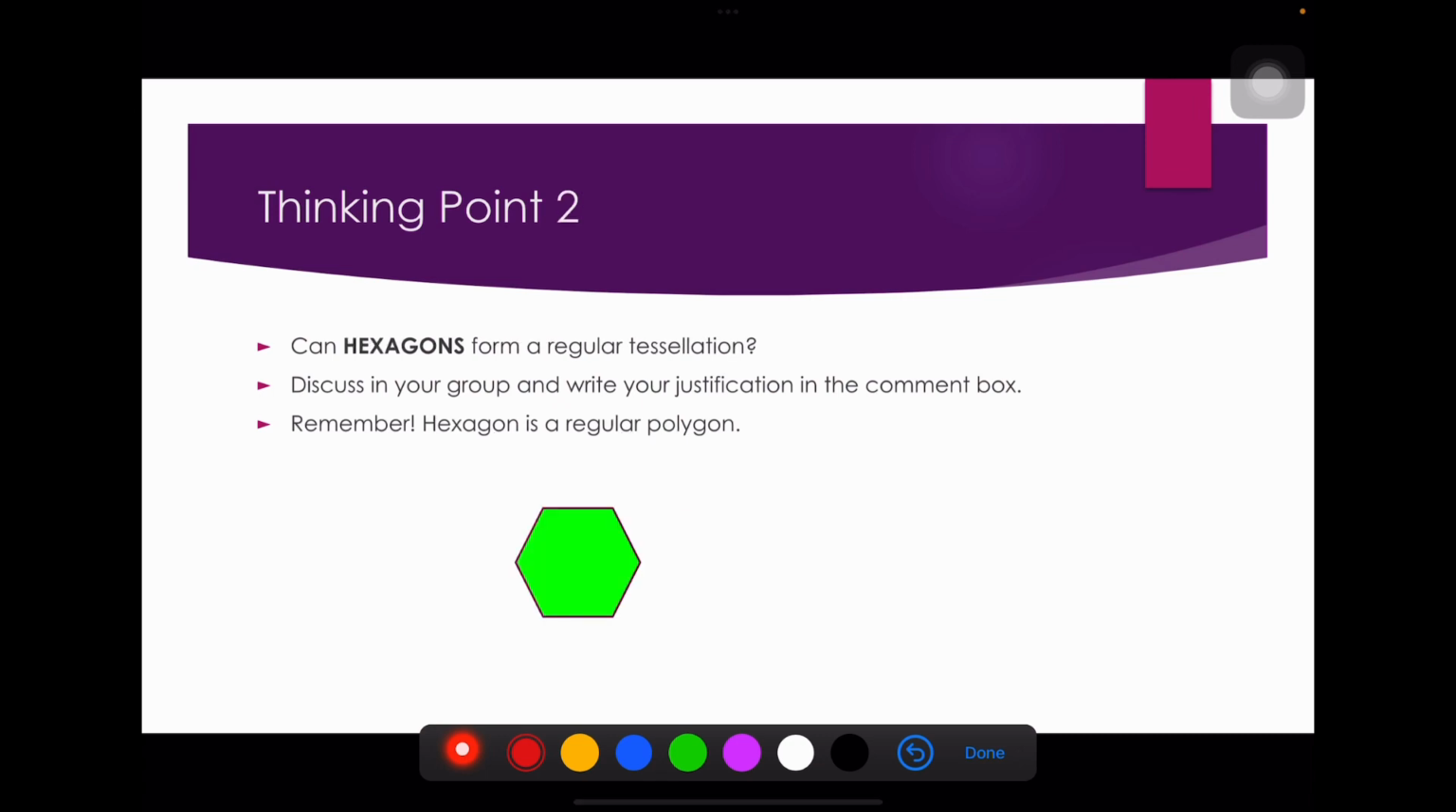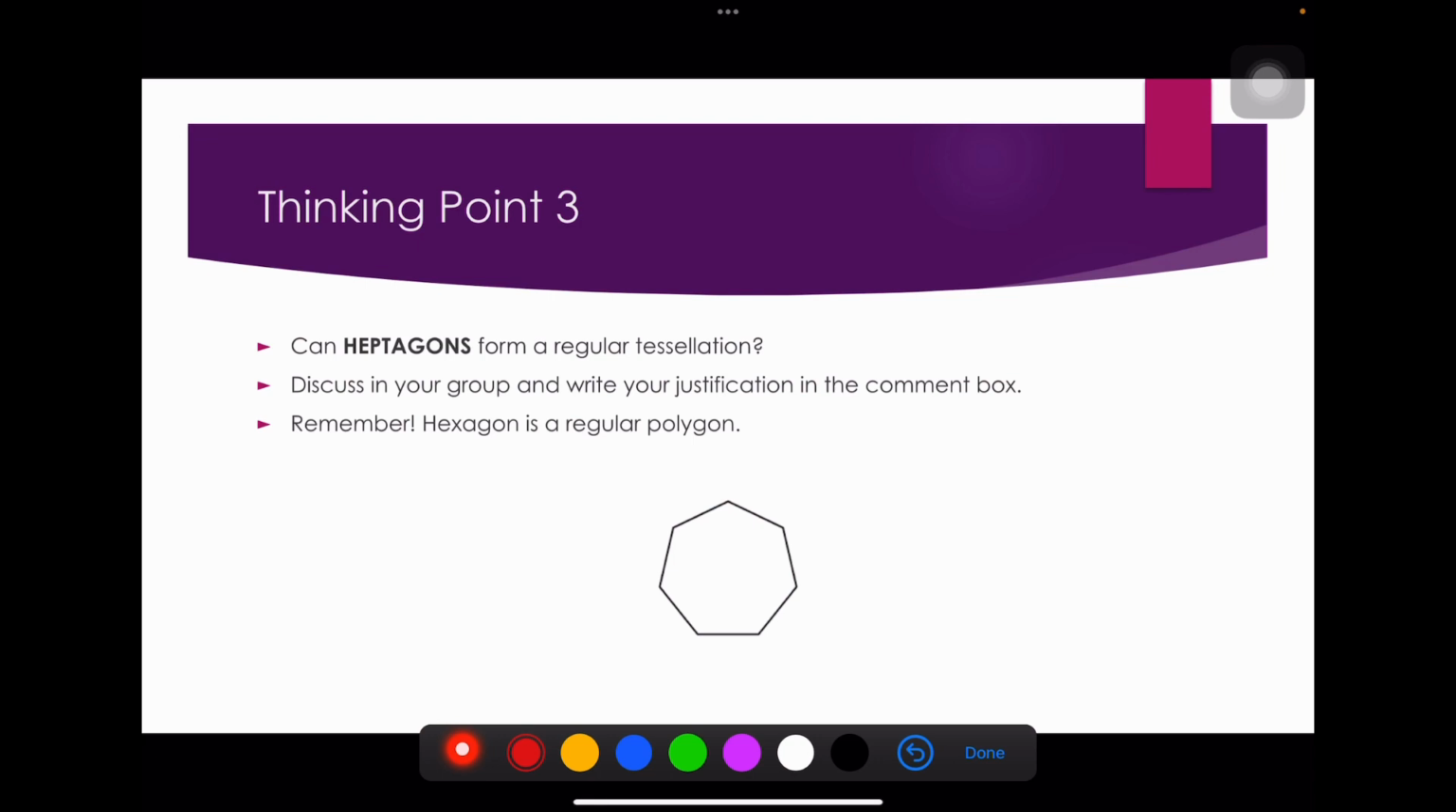Thinking point 2. Can hexagons form a regular tessellation? Okay, so you can discuss with your group, or you can start thinking on your own, and then write whether hexagon will form a regular tessellation. You need to justify.